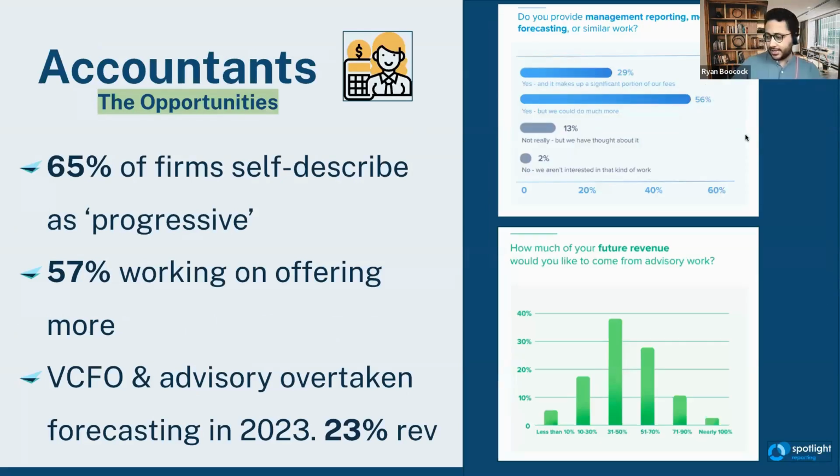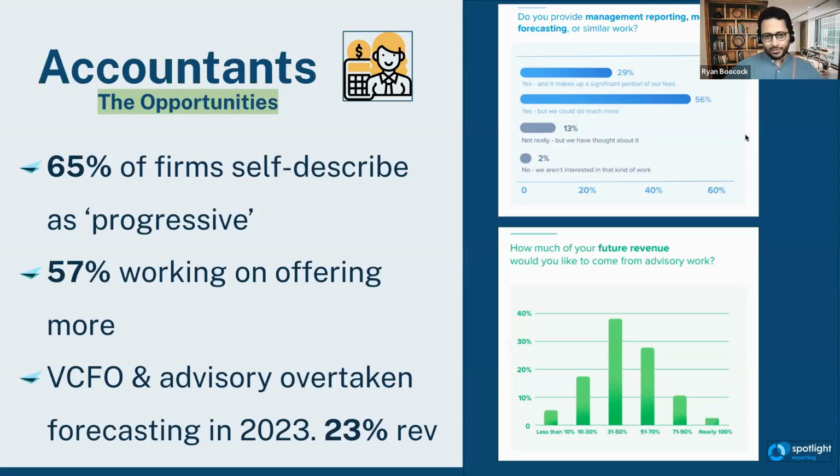Similarly here, you can see some more figures. Now, this is from Spotlight, some research at the end of last year. And this is a global trend, but it's something that I think is reflected in the UK as well, where 65% of firms are describing themselves as progressive. Most of them are working on offering more services to meet this challenge from SMEs, which has come from the grassroots up, I suppose. And actually, a lot of the advisory services that we help support with in funding, but also other areas, these are now overtaking things like forecasting in 2023.